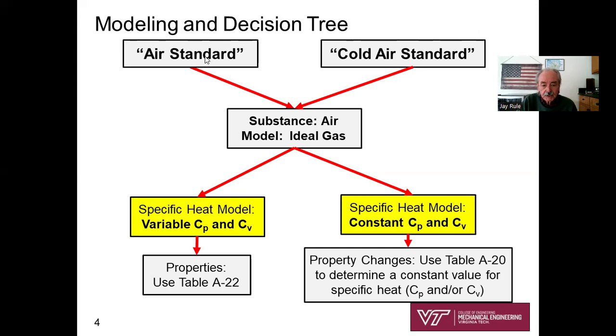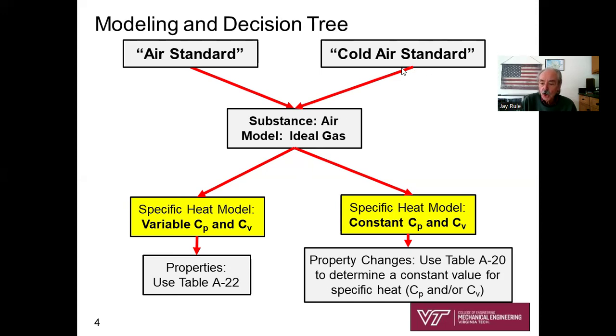If you see the words air standard, your model for specific heat is going to be variable specific heat. Variable specific heat in air means use table A22 to look up the properties, enthalpy, internal energy, and some others. Okay, so that's air standard. That's the recipe for when you see air standard.